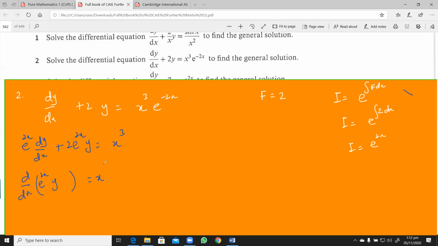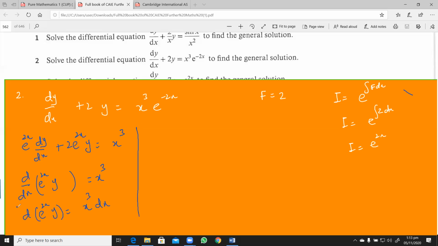This is e raised to 2x times y. Now just imagine the level of your A level differentiation and integration, mashallah, how much that will improve. You should aim to cover the topic in the word, guys, I'm telling you. And you can start practicing the past papers, inshallah.